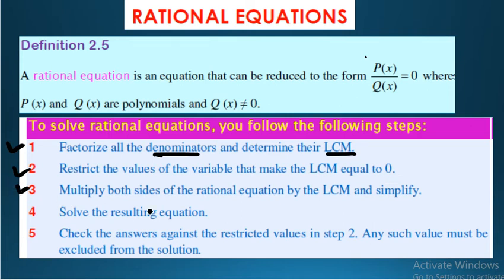The third step, multiply both sides by the LCM and then simplify. After that, a linear equation will result, and then solve that linear equation. Finally, you need to cross-check your final answer with the domain. Those restricted numbers in step 2 will be excluded if you find those numbers as a solution at the end. Let us see by example.